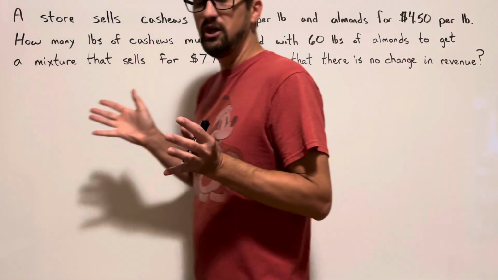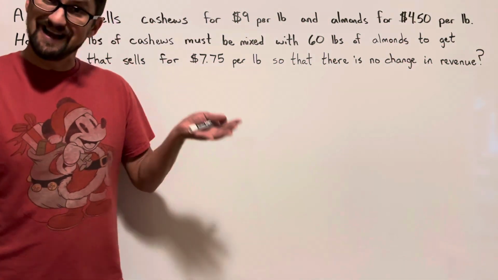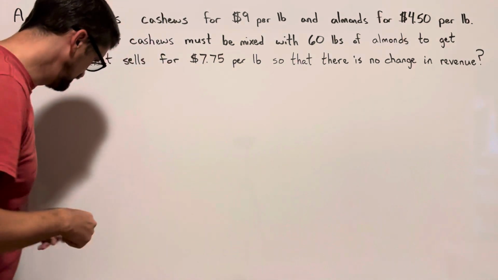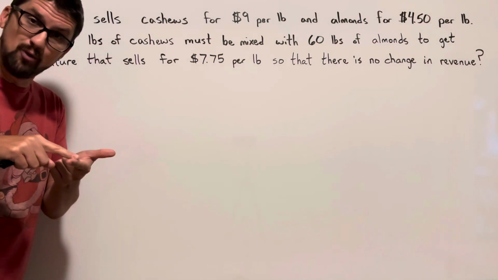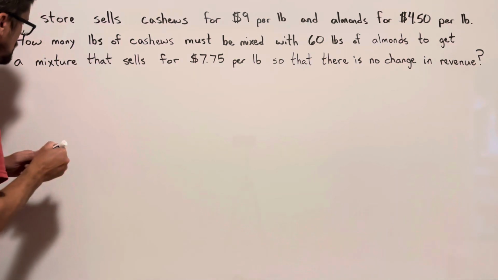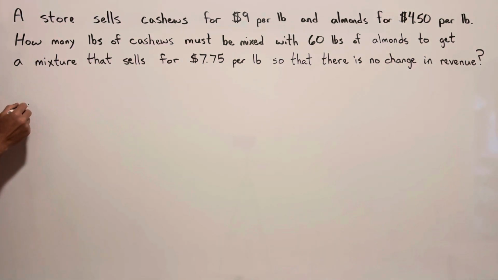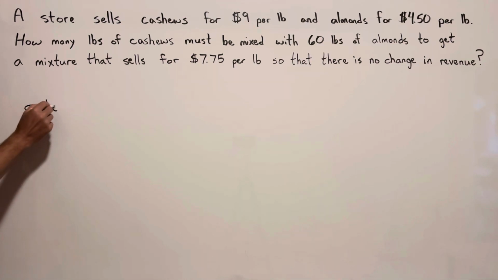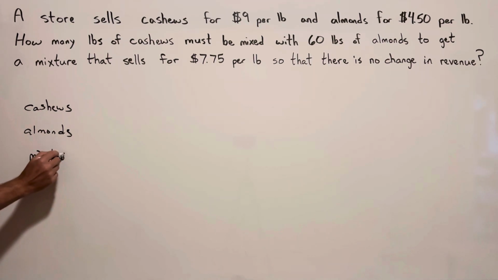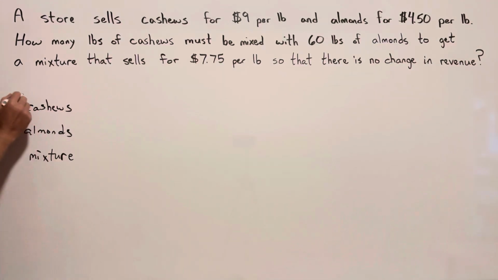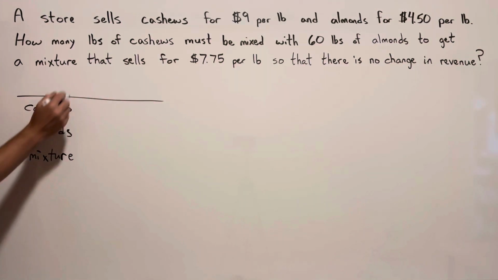First thing to do here would be we can organize the data into a table. So we have three things: we have the cashews, the almonds, and the mixture. So let's do cashews, almonds, and we have the mixture. I'm going to list them vertically. What do we know about these?